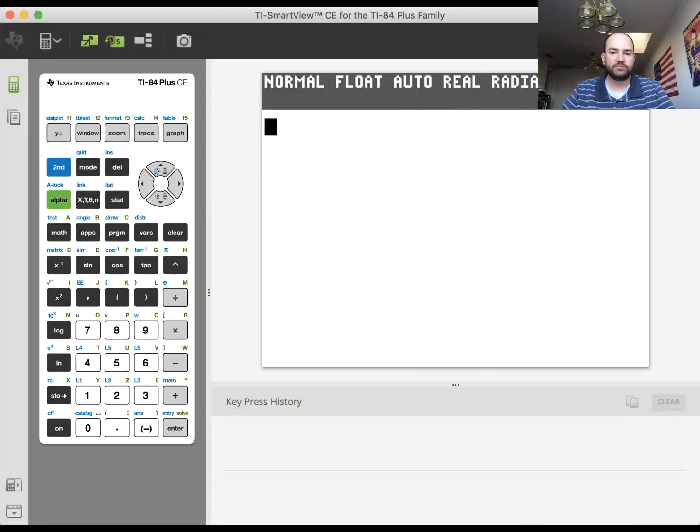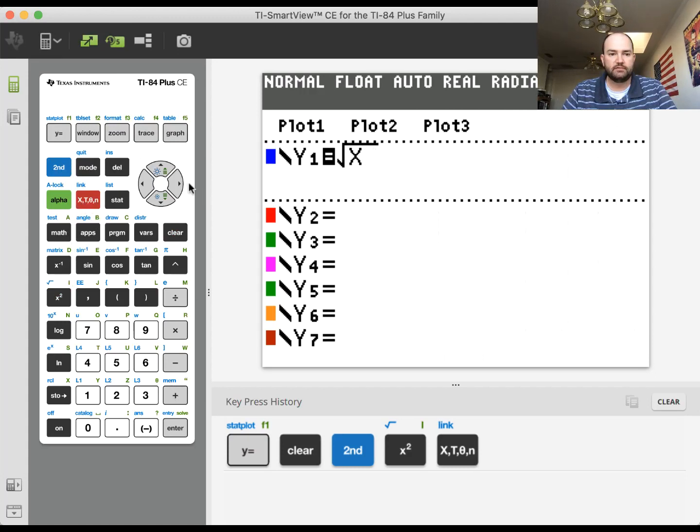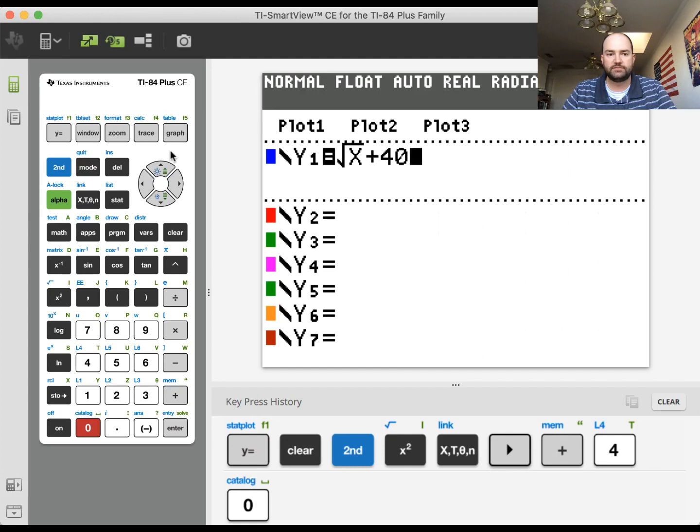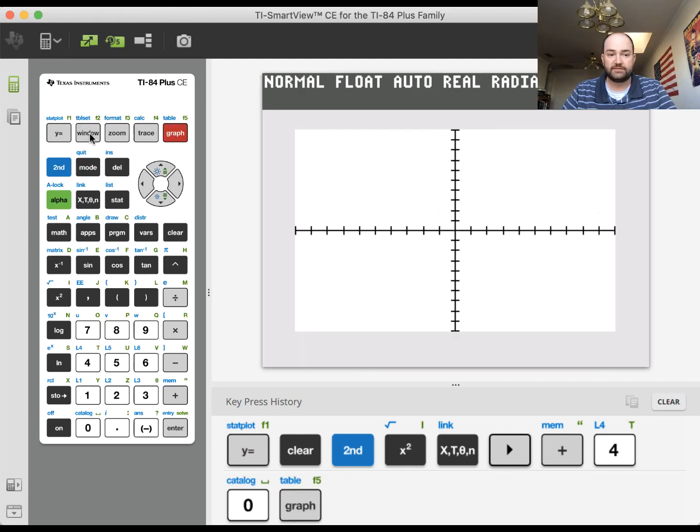Okay, welcome to the calculator. Let's go to y equals here. Clear anything in there. Now let's type in the original function, which is the square root of x, then right arrow to get out of there, and then plus 40. Awesome. And then graph. You don't see much, and that's for a reason.